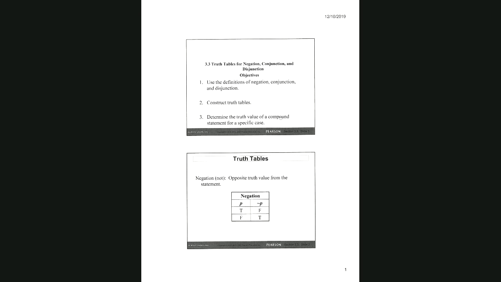All right, so the negation is the opposite of the truth value of the statement. So just say somebody's making a table, they give you the P. If they say not P in this column, so if you have true, what's the opposite of true? False. If you have false, what's the opposite of false? True. So that's what we're going to do back and forth with the different truth tables.